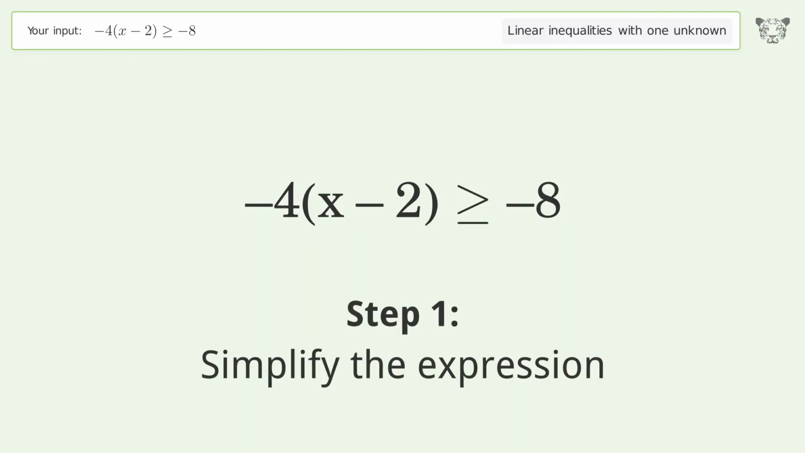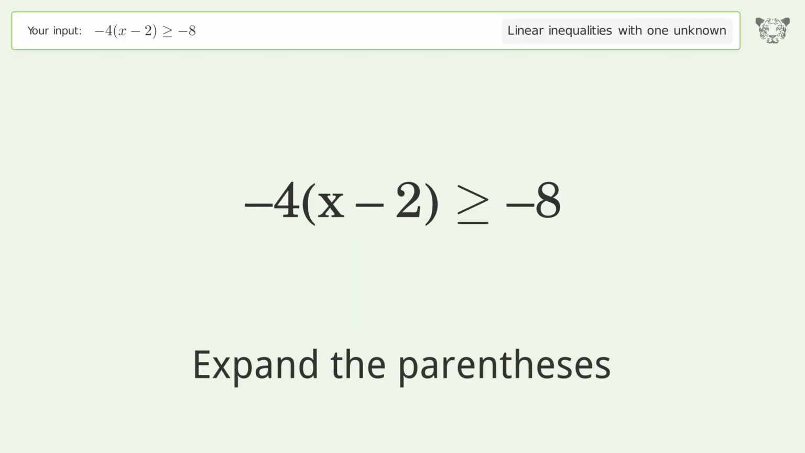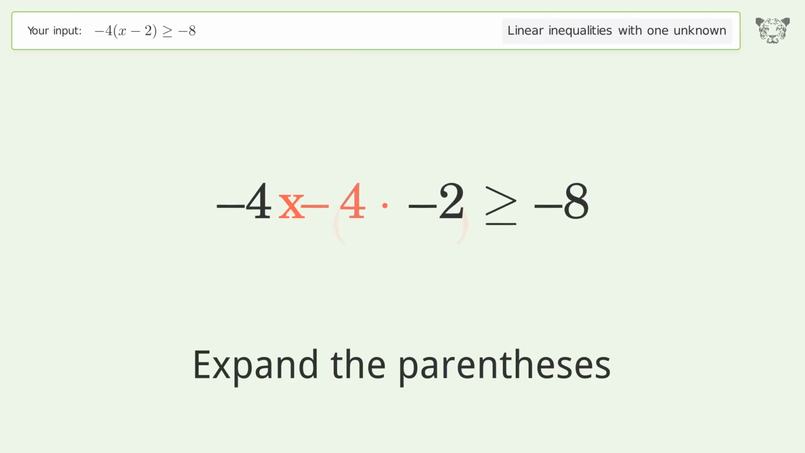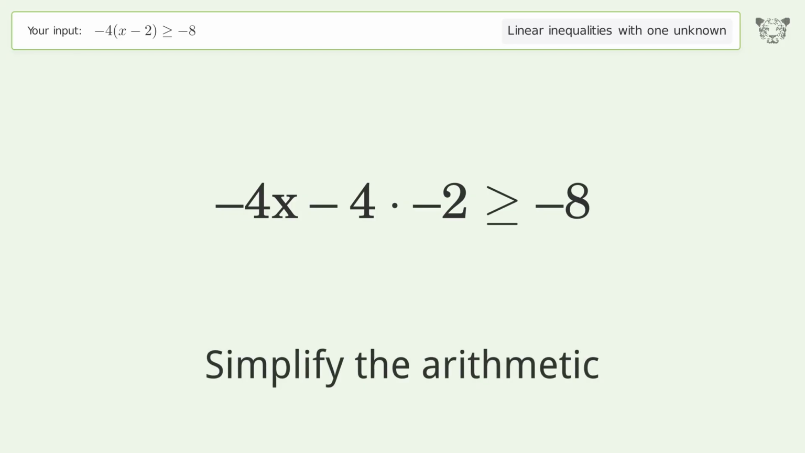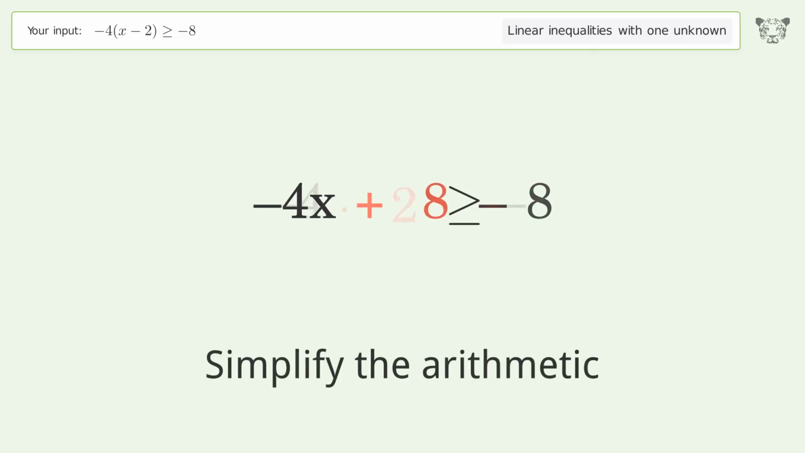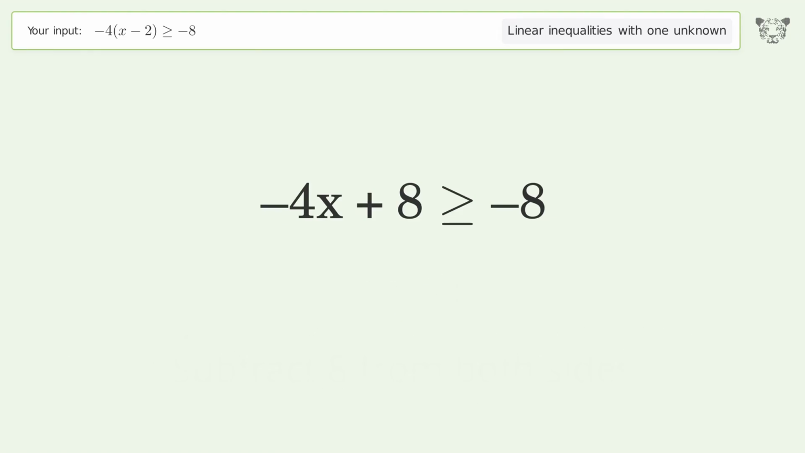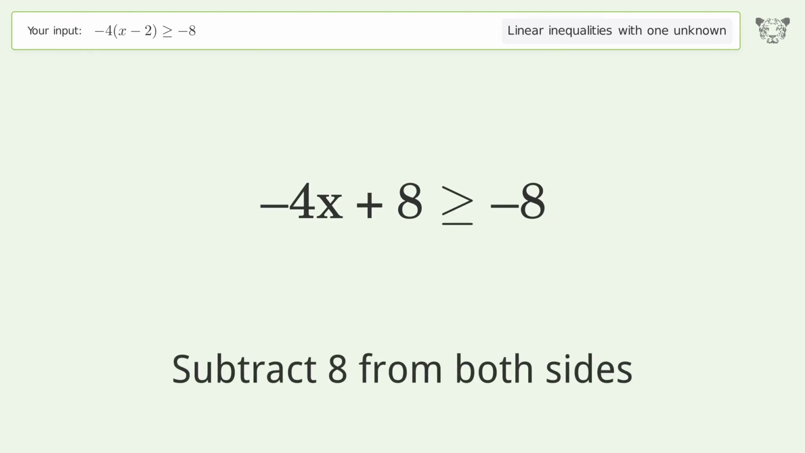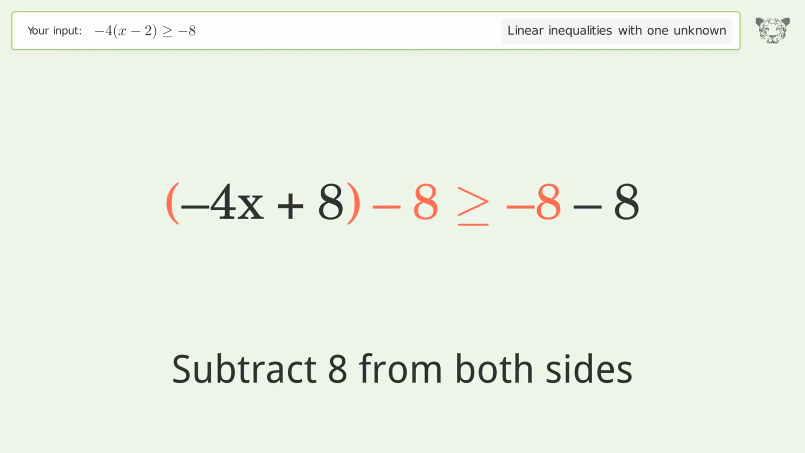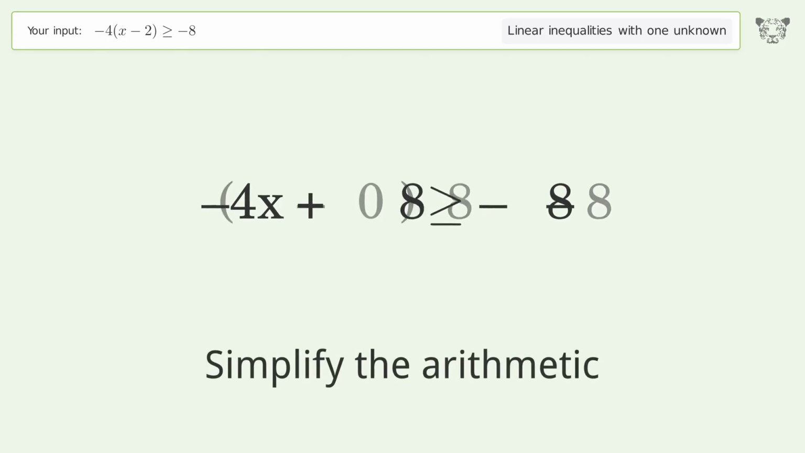Simplify the expression. Expand the parentheses. Simplify the arithmetic. Group all constants on the right side of the inequality. Subtract 8 from both sides. Simplify the arithmetic.